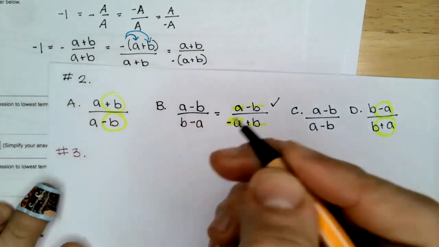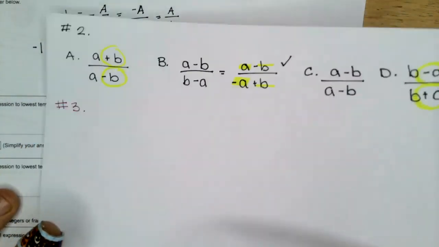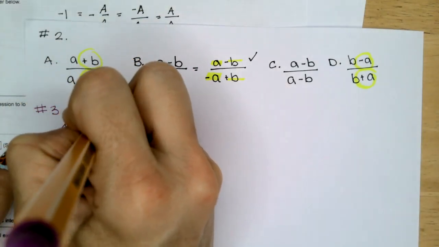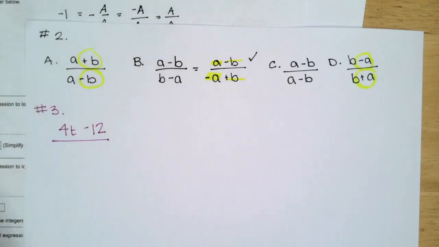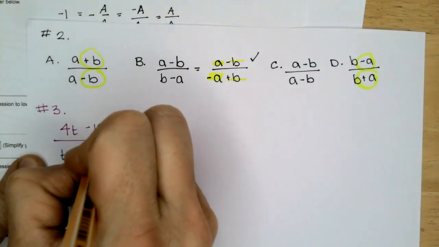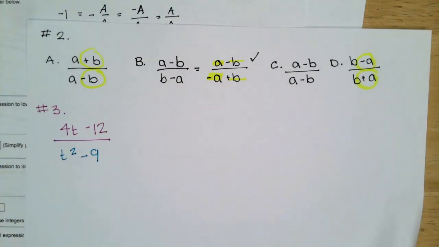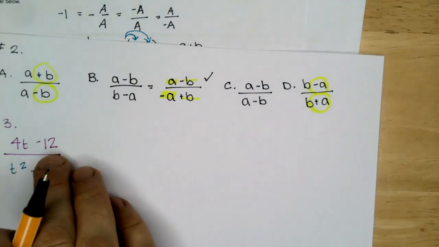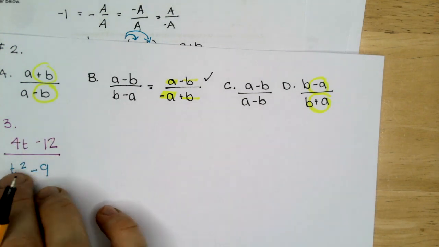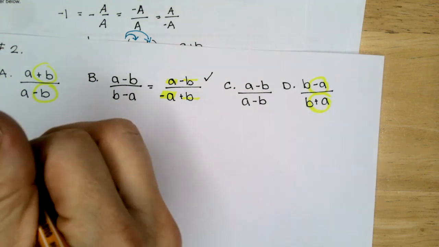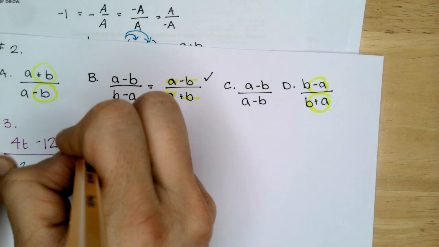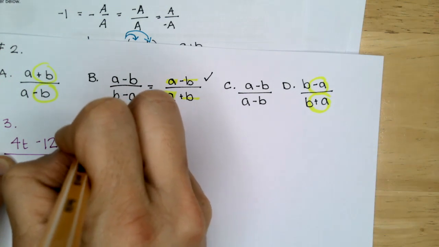So when they say rational expression, they just mean a division problem. We have 4t minus 12 over t squared minus 9. Good. I want to look for something I can factor out of the top term and the bottom term. 4t minus 12, it's not a trinomial that I can change into two binomials, right? But 4t minus 12, I can factor out, in fact, a 4.